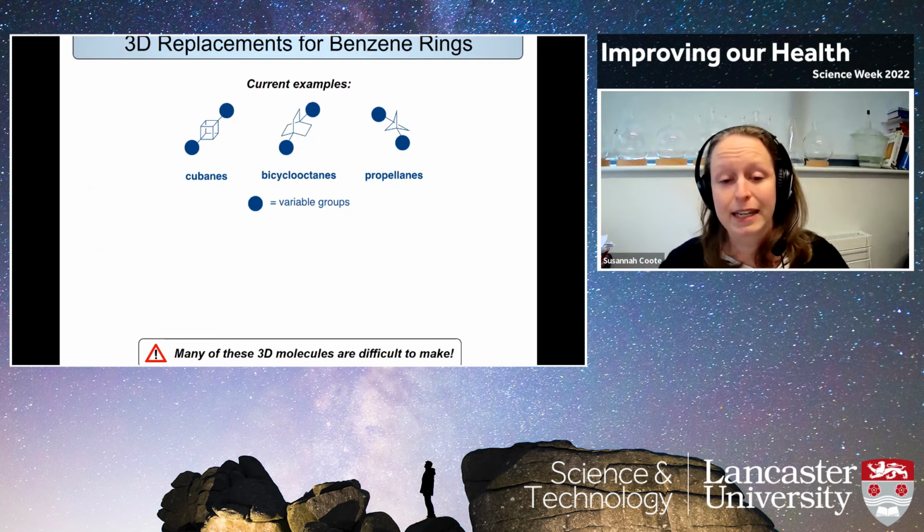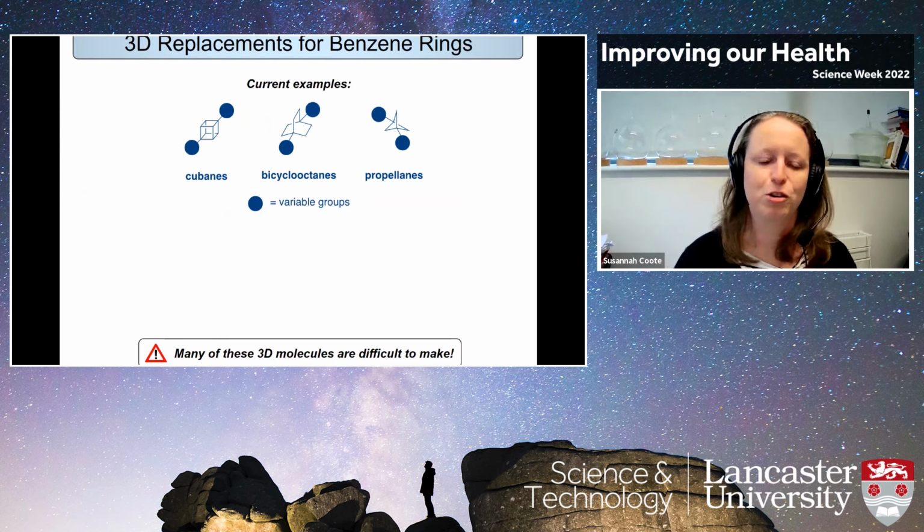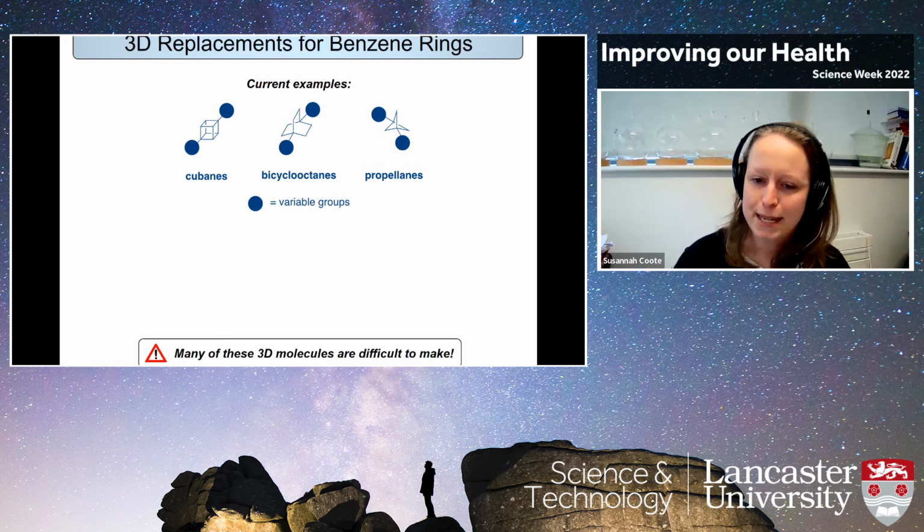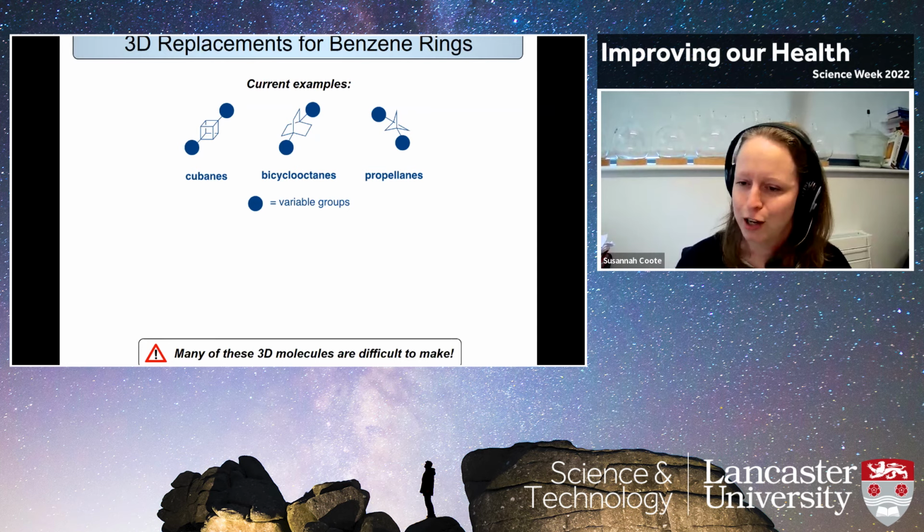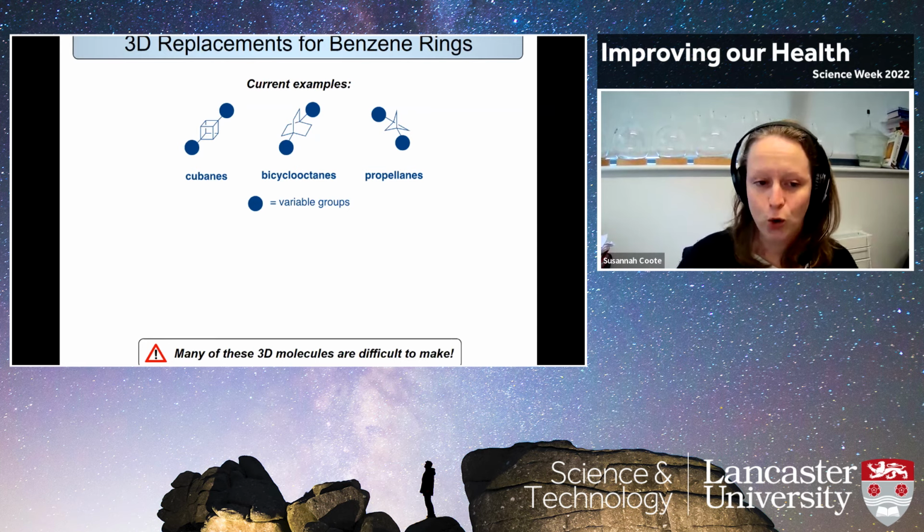So specifically, there's a couple of groups that are quite trendy at the moment in terms of thinking about replacing benzene rings in molecules with these particular types of molecule. I've given three examples here. We have cubanes, so named because they are cube-shaped. Here, every corner of the cube is a carbon atom. There's also bicyclooctanes, so a different arrangement, again, of 8 carbon atoms. And we also have propylanes on the right-hand side.